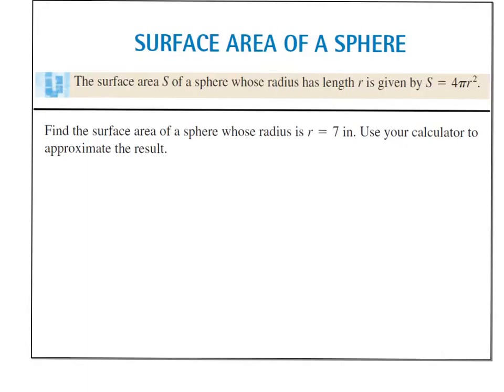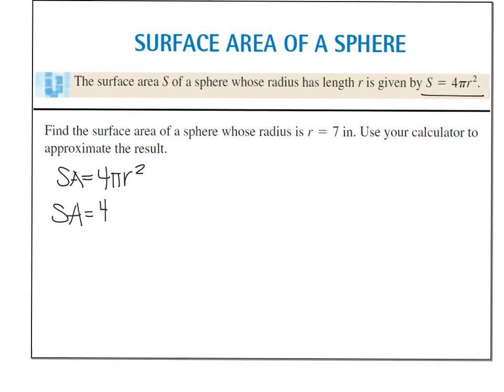Okay, surface area. So we have a surface area formula that we use, and that's this: surface area equals 4 pi r squared. So if I'm given a sphere with a radius of 7, I want to be able to approximate the result of the surface area. So I use my formula of 4 pi r squared. And again, I always write that down just so I can keep it in mind.